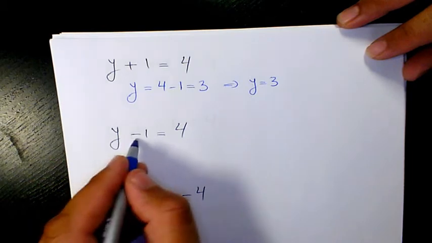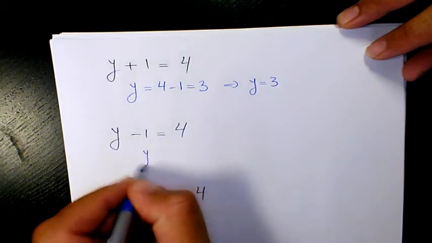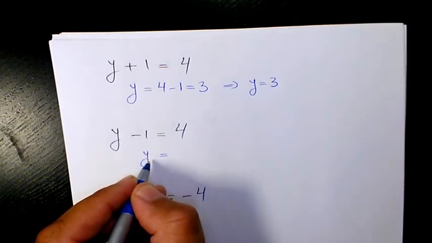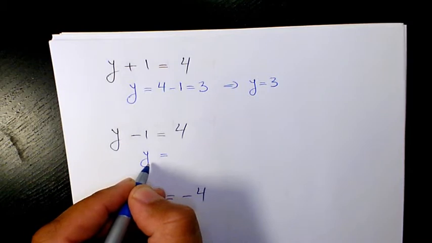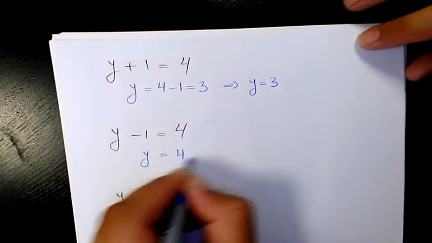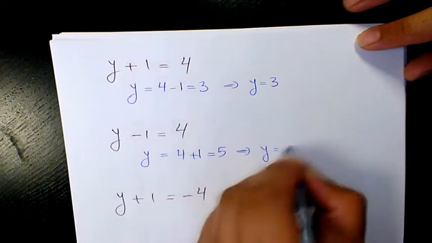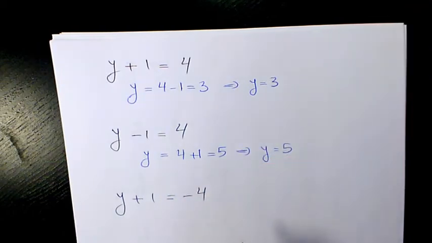Next one, y minus 1 equals 4. So we keep y on the left hand side of the equation. So it's going to be 4 plus 1 equals 5. So y will be equal to 5.